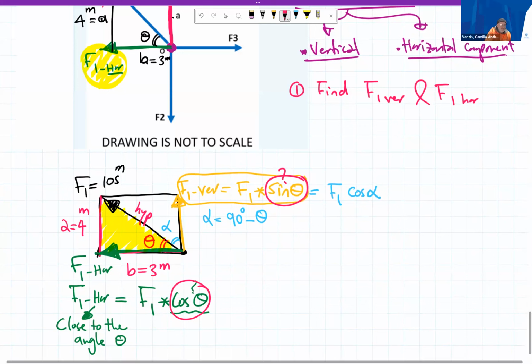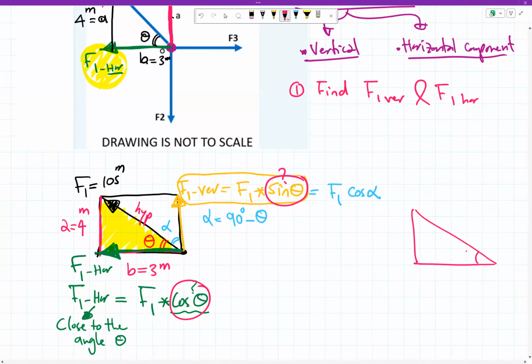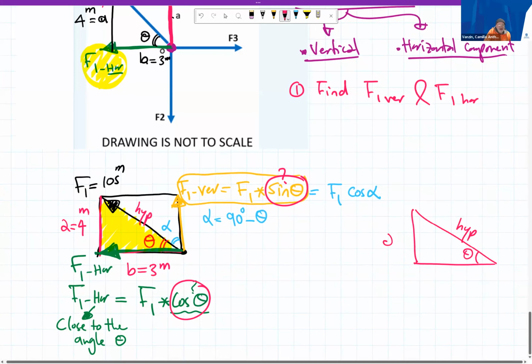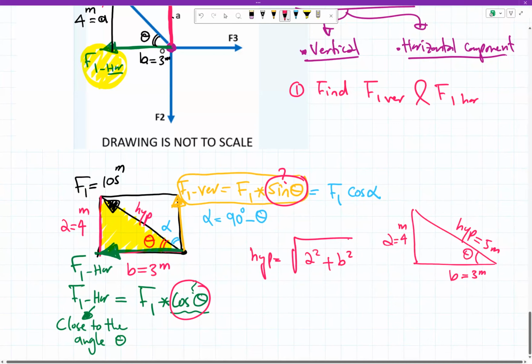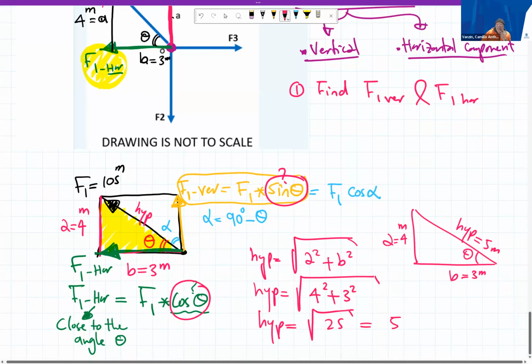So this is theta, three, and this is the hypotenuse. So it is 9 plus 16, which is 25, so it's 5. A is 4 meter, B is 3 meter, so the hypotenuse is 5. The hypotenuse equals root of A squared plus B squared, so 4 squared plus 3 squared under the root. So it will be root 25, equal to 5 meter.